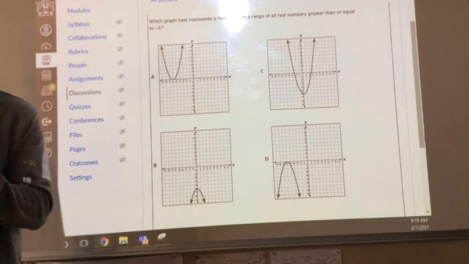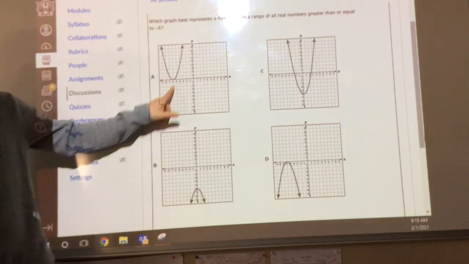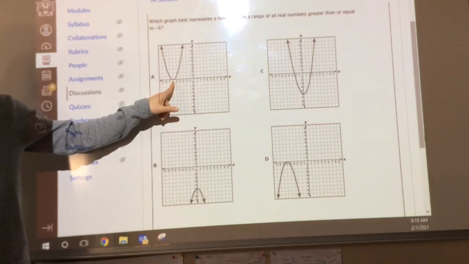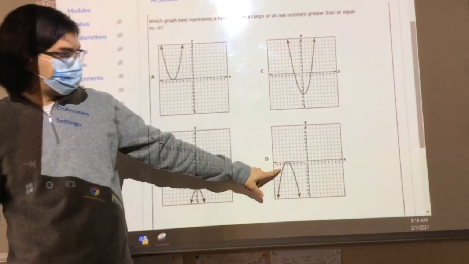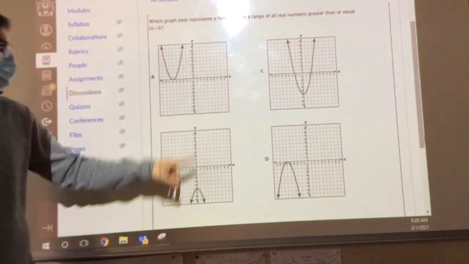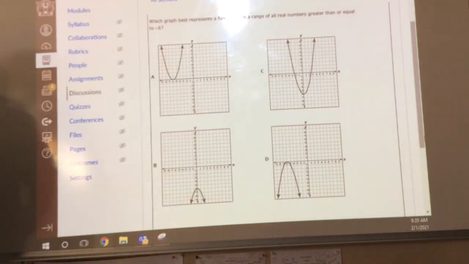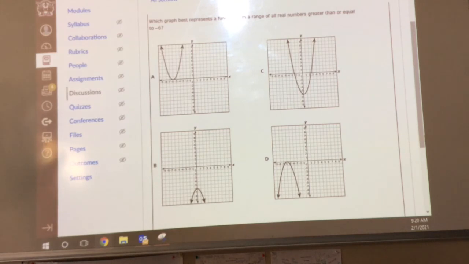First of all, range means y. This has -6 on an x value. Can we agree? This has -6. This has -6. This is on my x value. So now we're down to either B or C. Can anybody tell me why we say that C is correct where B is incorrect? Katie, go for it. Because on B, the maximum is -6, and it's saying it can be greater than. Beautiful. And on C, the minimum is -6.